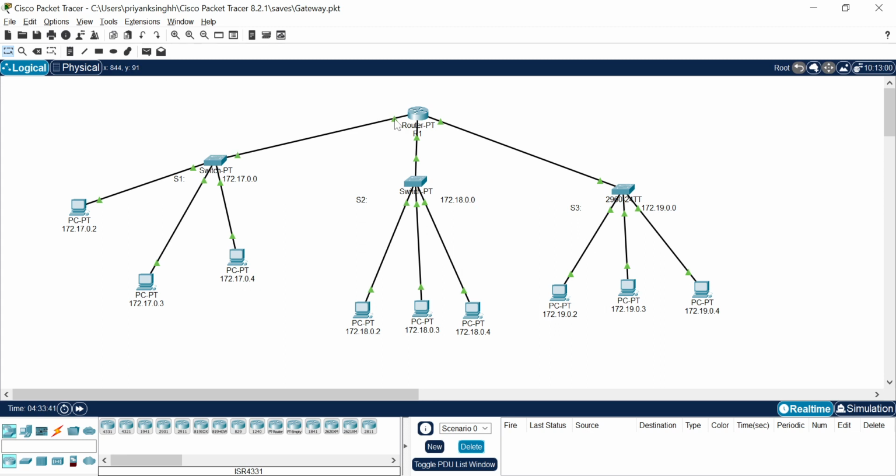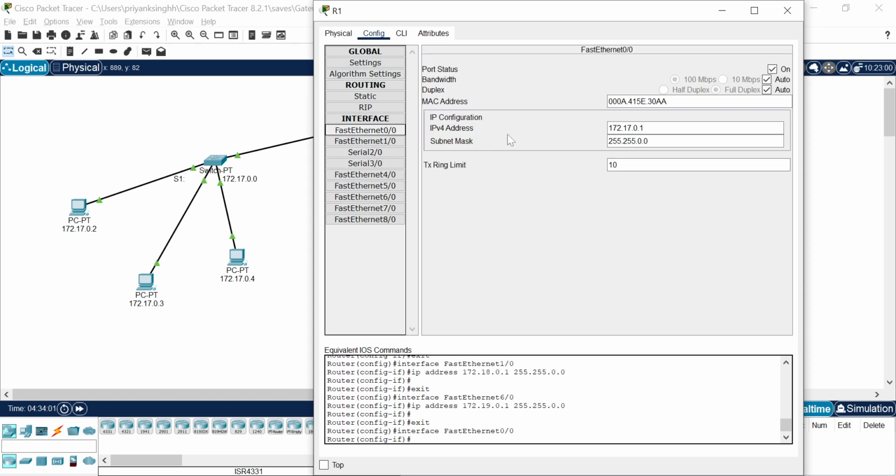You can view it over here. When I move my cursor on this green sign, it shows me the port details of the particular router from which this network is connected to this router. So I have to configure the 172.17.0.1 IP to FastEthernet port 0/1.